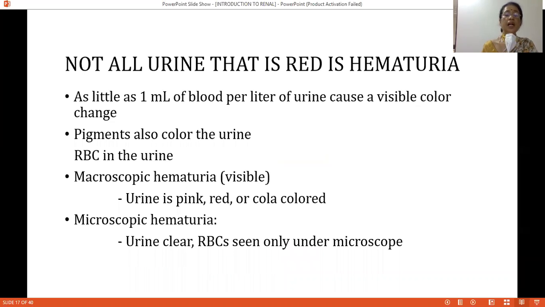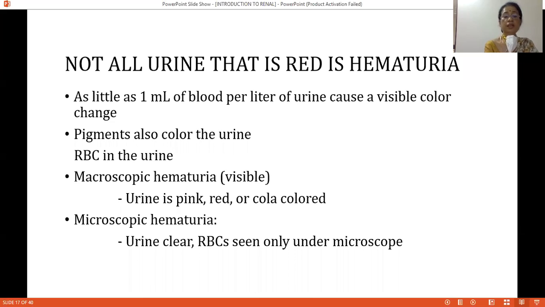Next, always remember, not all urine that is red is hematuria. When you see red urine, don't always think this is hematuria, this is blood. This may not be blood. You have to differentiate whether it is hematuria or it is due to some pigment. Always remember, if even 1 ml of blood is added to 1 liter of urine, the color will change. Understood? So pigment also can change the color of the urine.